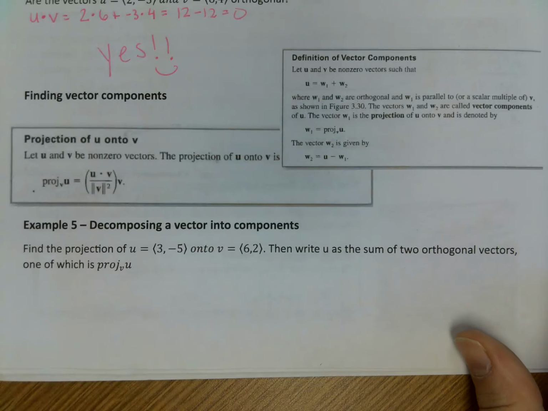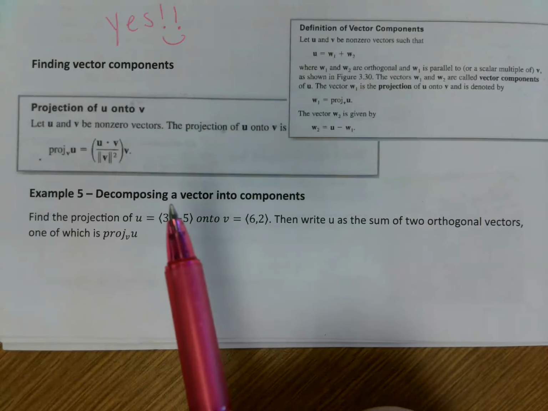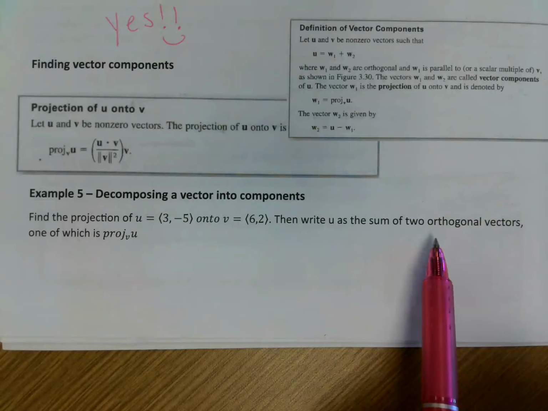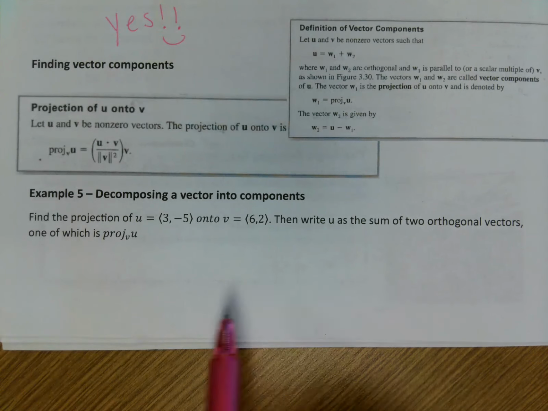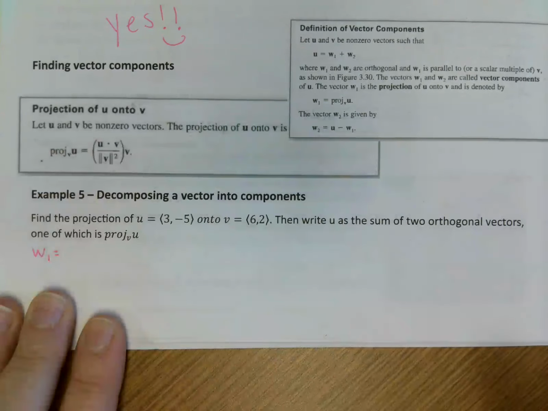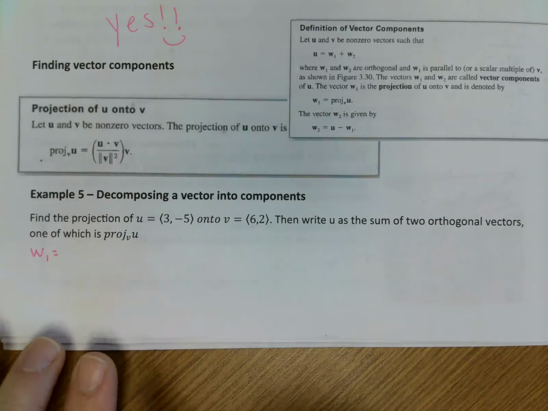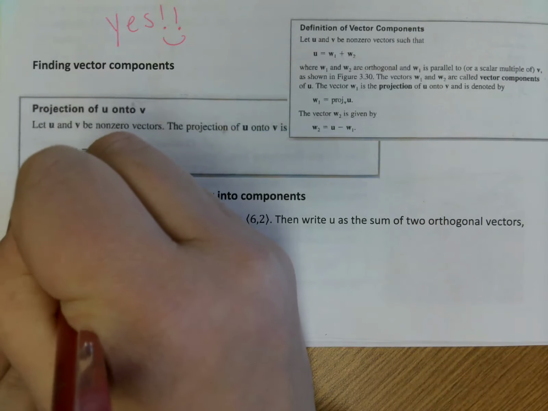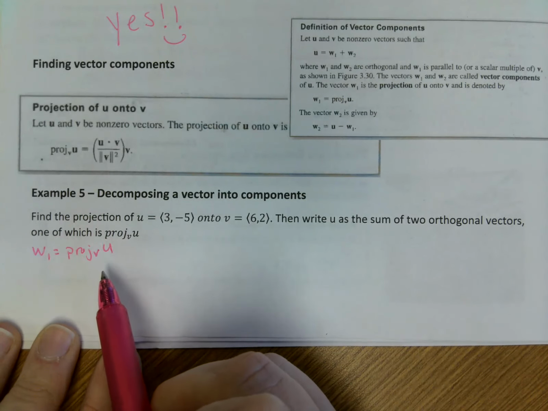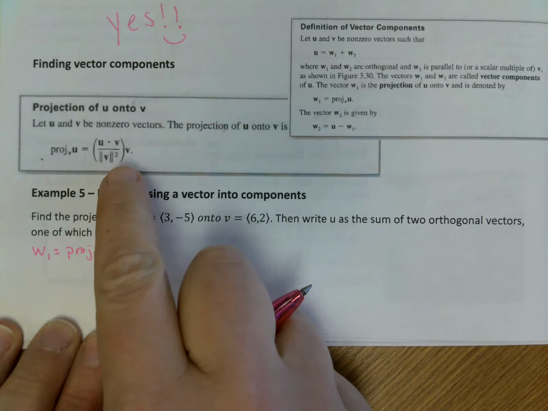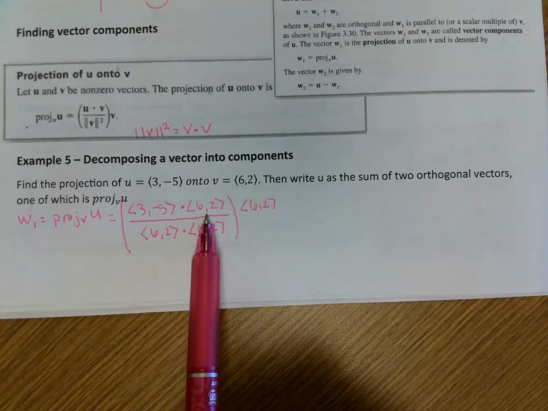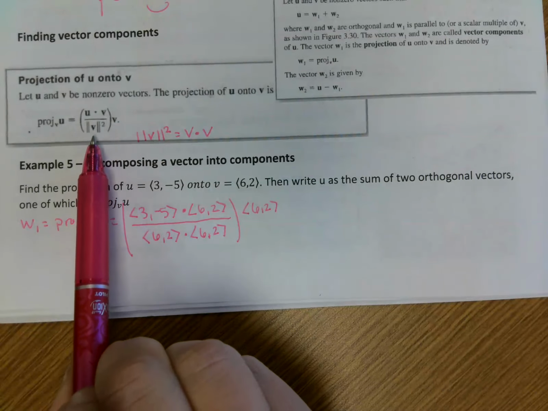for our projections. So let's say we want to find the projection of u right here onto v right here. Then write u as a sum of two perpendicular vectors in this format. So first, we're going to write this W1. It says first find the projection of u onto v. So this would be the projection of u onto v. Kind of looks like a logarithm, but it's not. U onto v, so this is where we're using this equation right here. Then I'm writing down that equation. This is u times v, divided by my magnitude squared.